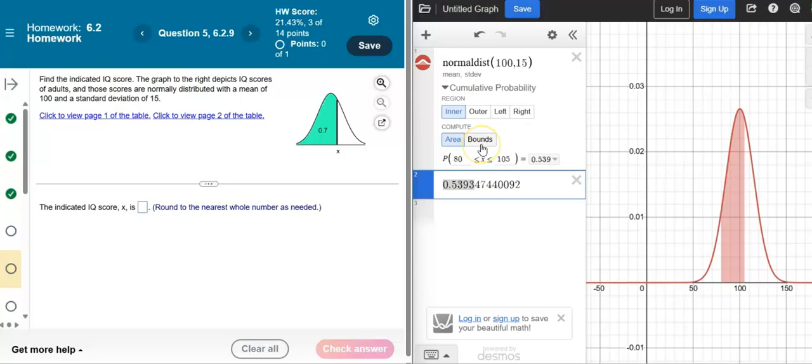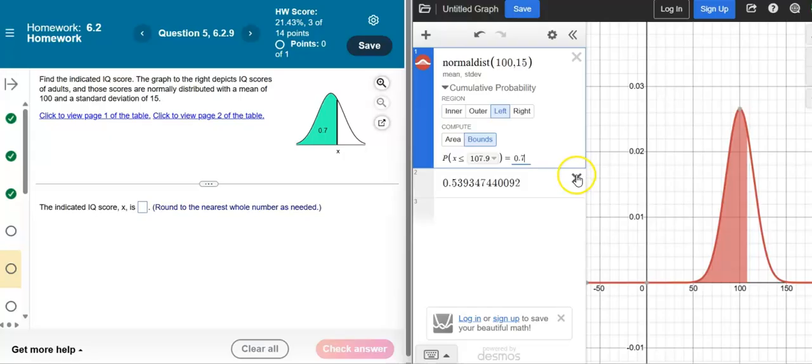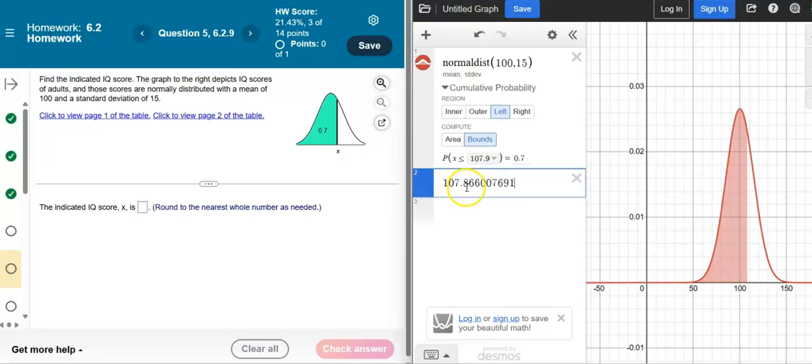So now this is a bounds problem because we're given area. We're told to find a number. The shaded region that we're given is below the number, so we would do that with the left option with bounds selected. And we just change this to 0.7, and there will be our number. Okay, so we drop that down. It wants it to the nearest whole number, so I don't need to drop it down for that, but I can round this to 108.